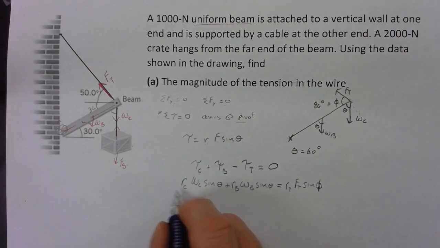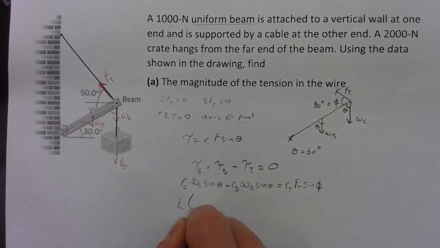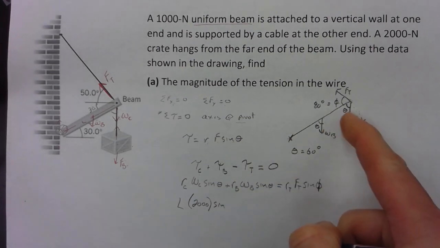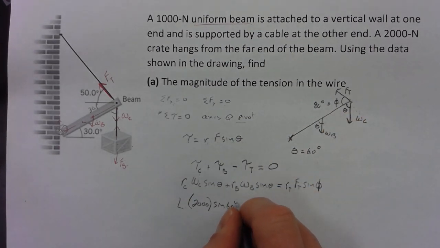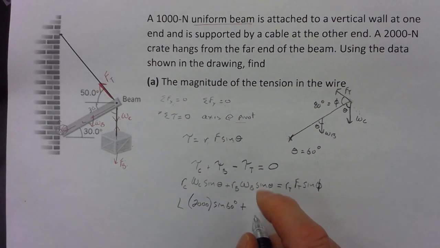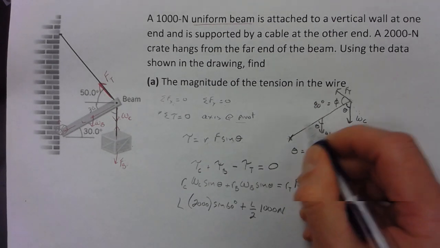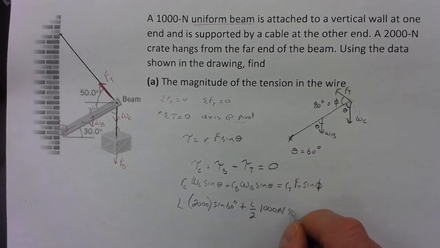All right, let's put in all our numbers. We don't know how long the beam is. We're just going to call that L. So the crate is all the way out at L. The crate has a weight of 2,000 newtons. And then we want that angle there, which is 60, sine of 60 degrees, plus the beam's distance. Well, it's at half. It's at L over 2. And it is 1,000 newtons. And the angle that that weight makes with that lever arm is 60.